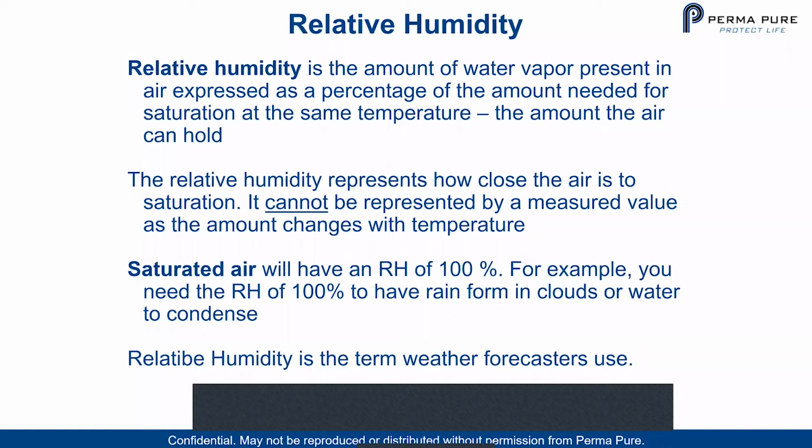It cannot be represented by a measured value, as the amount changes with temperature. So saturated air will have a relative humidity of 100%. For example, you need a relative humidity of 100% to have rain form in clouds or water to condense. And relative humidity is the term weather forecasters use when we're talking about weather. We're talking about how the air feels. It's usually in terms of relative humidity.